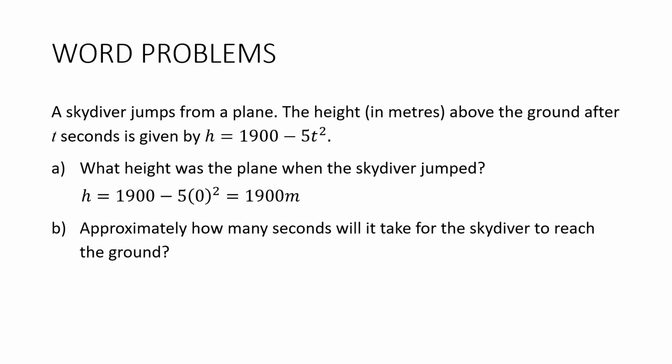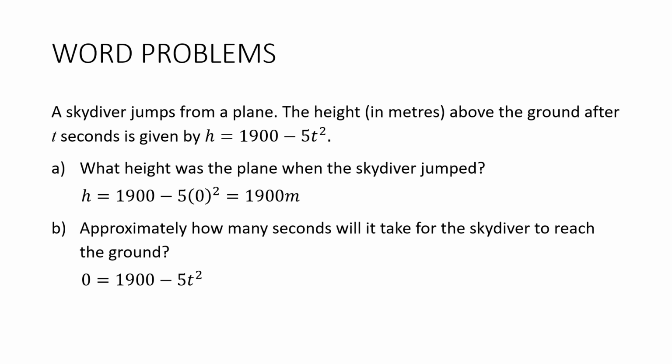Approximately how many seconds will it take for the skydiver to reach the ground? So we need to interpret some of our variables here. H is the height in meters above the ground after t seconds. So if the skydiver is on the ground, the height above the ground is 0. So we want to substitute 0 in for h.